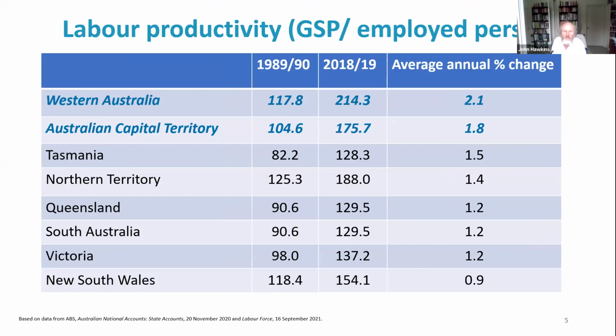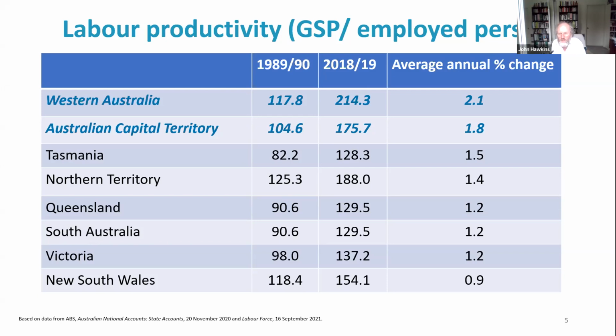So looking at labour productivity, always one of the key determinants of economic growth and per capita incomes. So in the starting point of my time period in 89-90, there wasn't that much difference across the country in the labour productivities of the various states. But this measure of gross state product, so the state equivalent of GDP per employed person, by the most recent year, WA had a clear lead over the rest of the country.